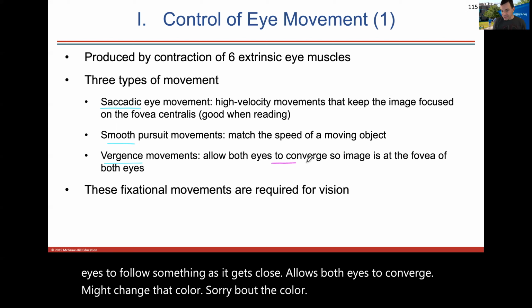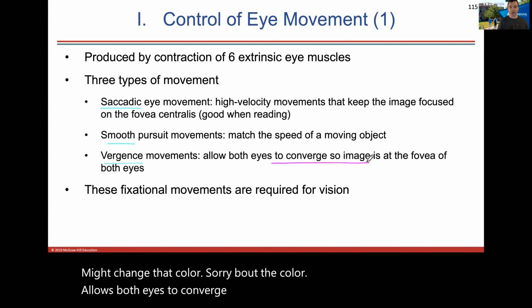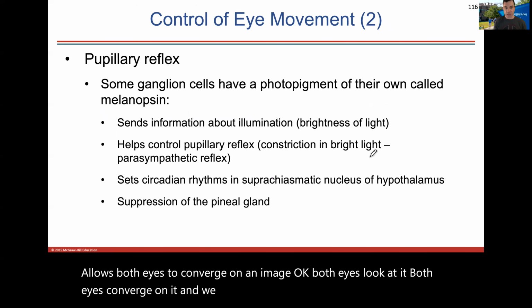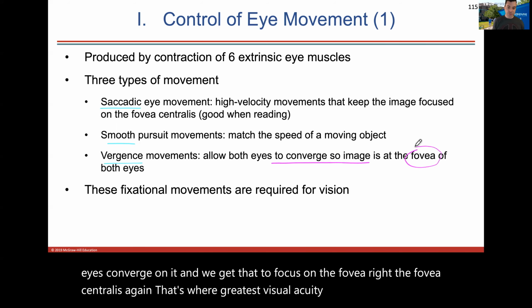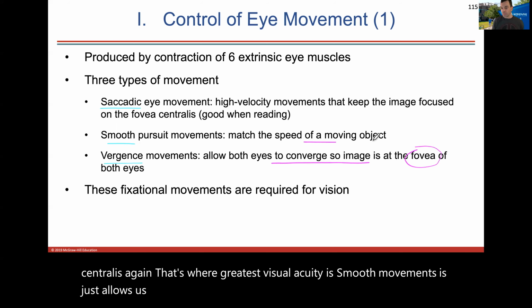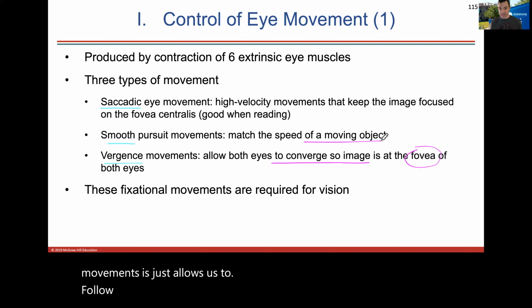It allows both eyes to converge on an image. Both eyes look at it, both eyes converge on it, and we get that to focus on the fovea, right? The fovea centralis, again, is where our greatest visual acuity is. Smooth movements allow us to follow a moving object and stay in speed with it.